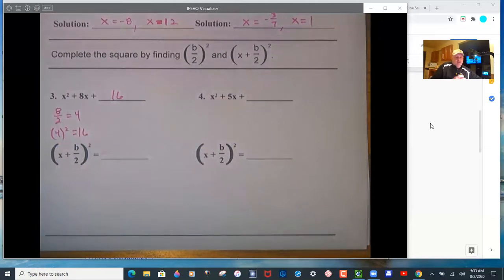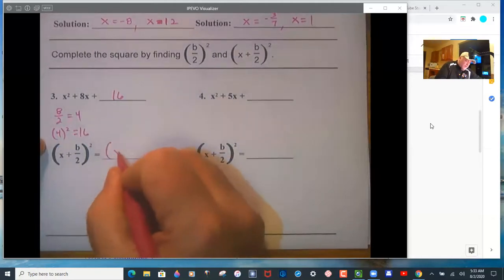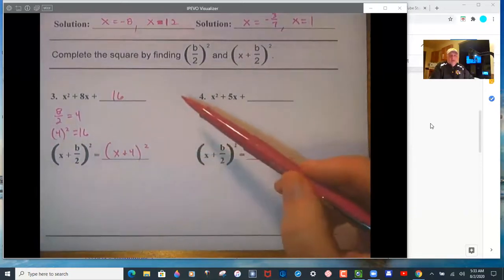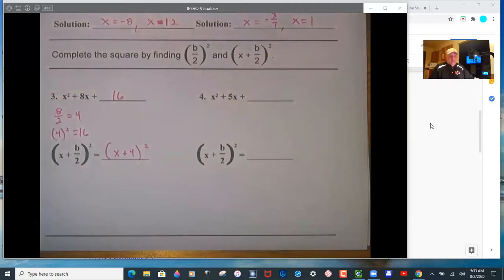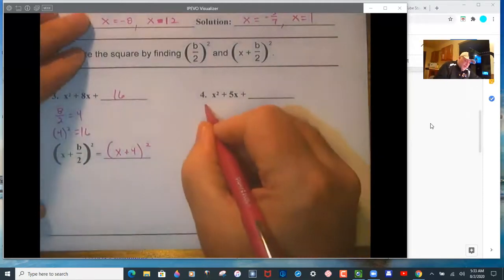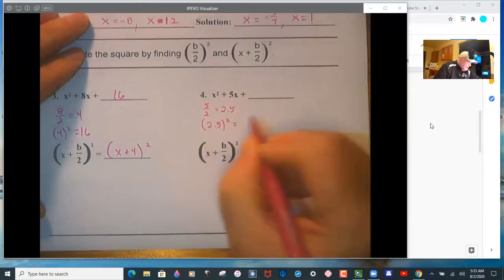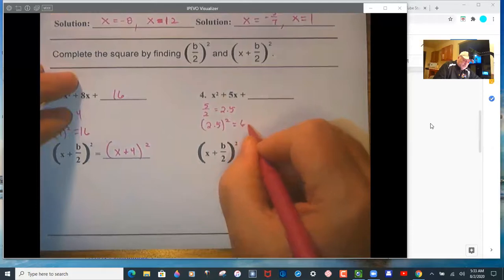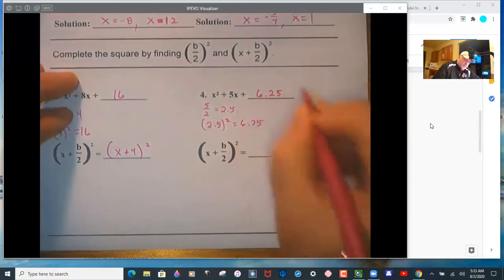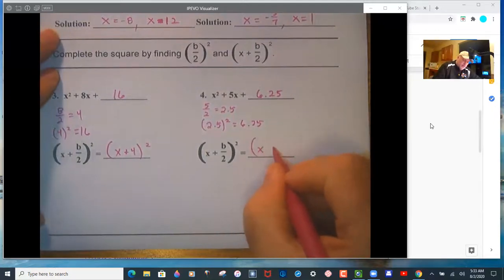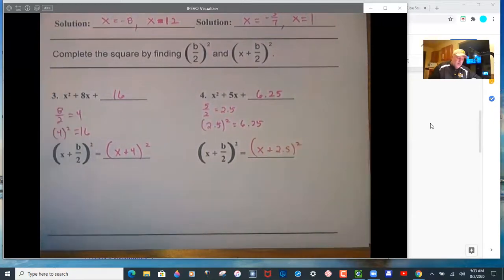Now this is sticking on the left-hand side. So typically what we would do is add 16 here and to whatever is on the other side. So this is just isolating this work. So 5 over 2, that's 2.5, and then we square 2.5, and that is 6.25. That's what you add to both sides. Here it's just one side, and then x plus 2.5 squared. So we're just sticking to one side to emphasize that work on the left-hand side.